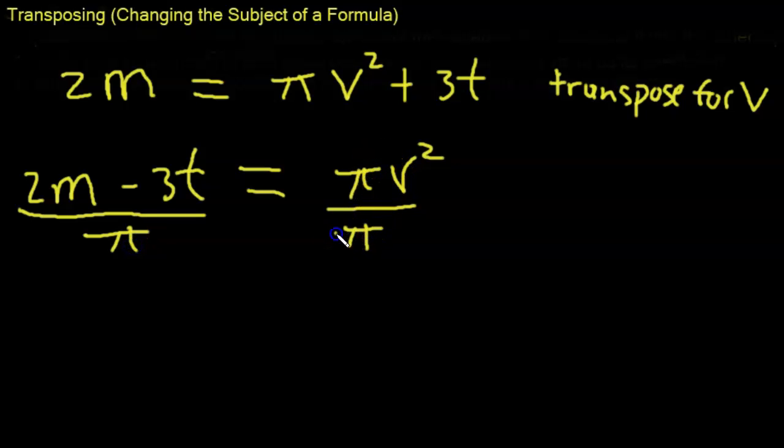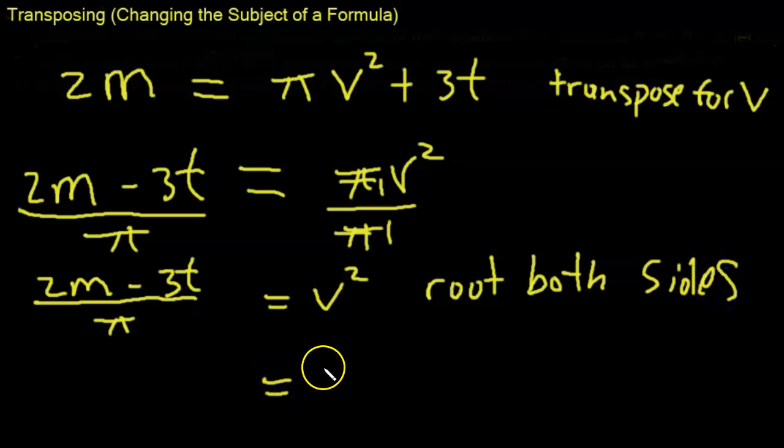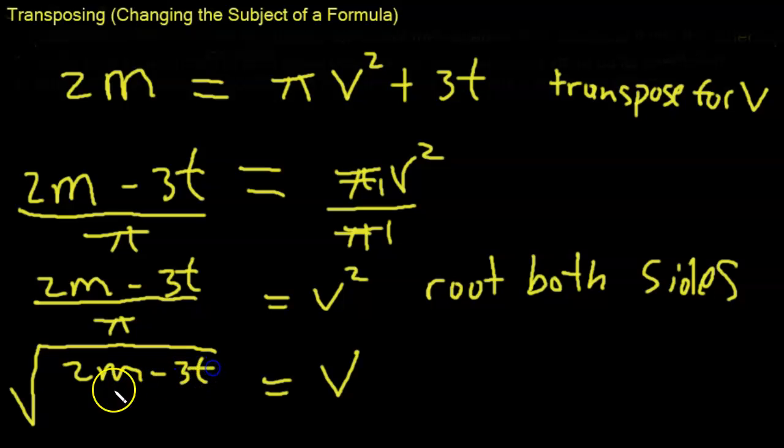And pi over pi, anything divided by itself is 1, right? So eventually we have just v squared is equal to 2m minus 3t over pi. And so we want to take the square root of both sides. So the square root of v squared, that's v. And the square root of everything on the other side. So v is equal to the square root of 2m minus 3t, all over pi.